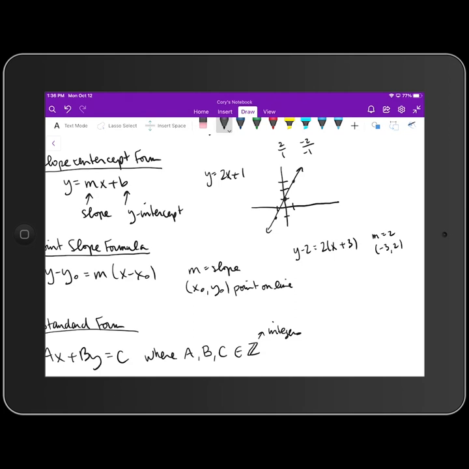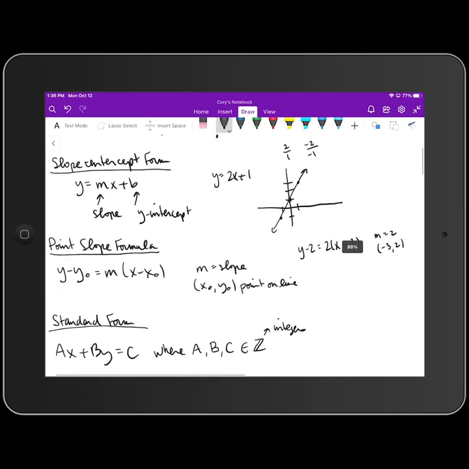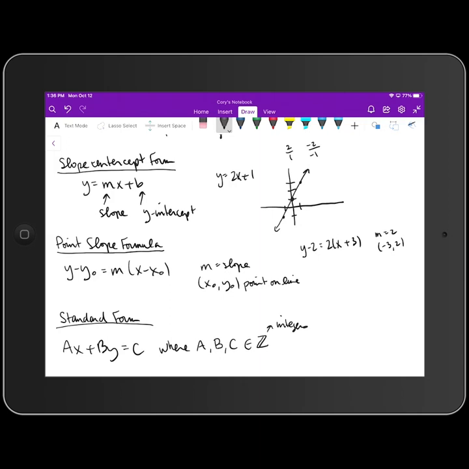If we want to write that equation in slope-intercept form, all we would have to do is distribute 2 across both terms on the right-hand side. So we get y minus 2 equal to 2x plus 6. And the last thing that I would do is isolate y by adding 2 to both sides. So that would make y equal to 2x plus 8. So you can easily take an equation in point slope form and write it in slope intercept form just by distributing on the right hand side and isolating y.